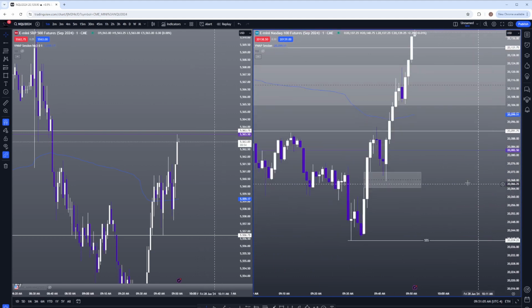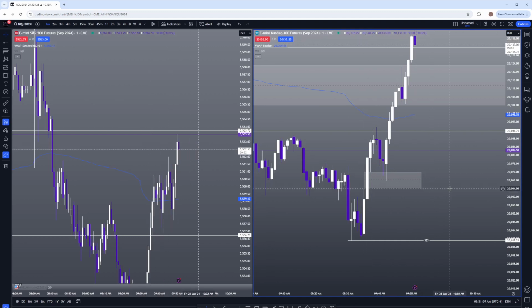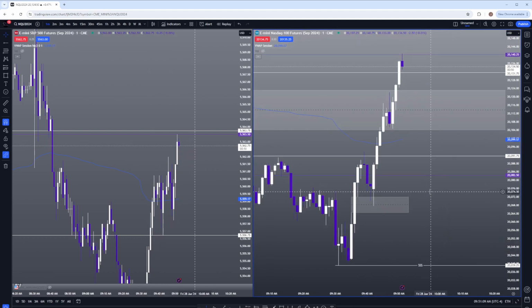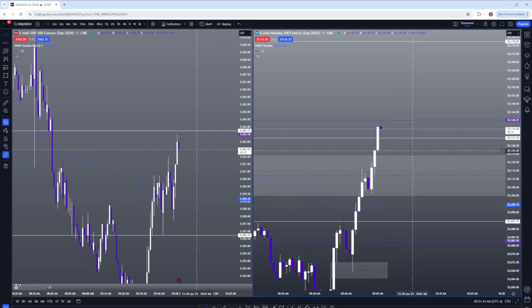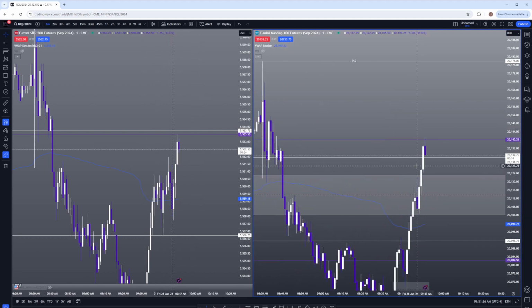Yeah, this setup was good. I agree. The setup was good. But I pretty much every day wait for that first 15-minute candle to form before I trade. And it usually works out pretty well for me, so I like to stick to my plan.